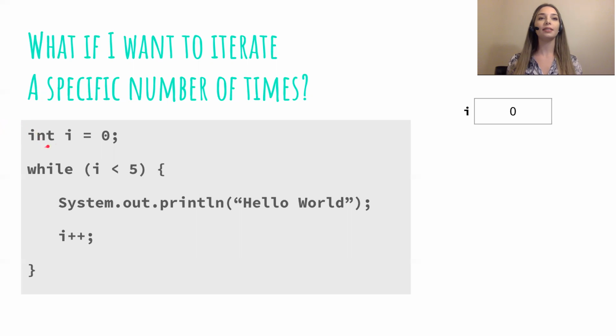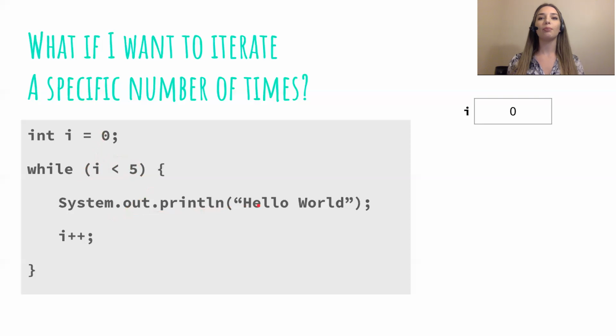So here we have int i = 0. So here we have in memory i is 0. And then we move on to this code that says while i < 5. So we know 0 currently is what i is. So we know 0 is less than 5. So this Boolean expression evaluates to true.